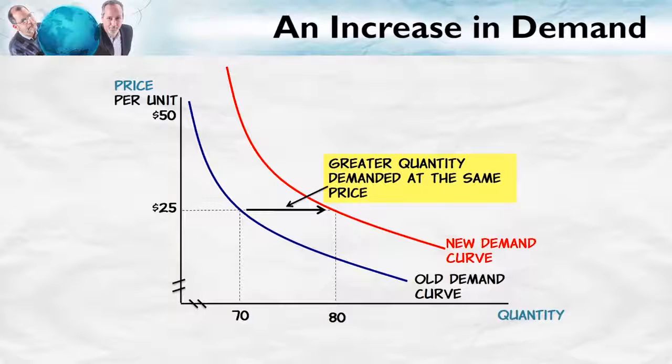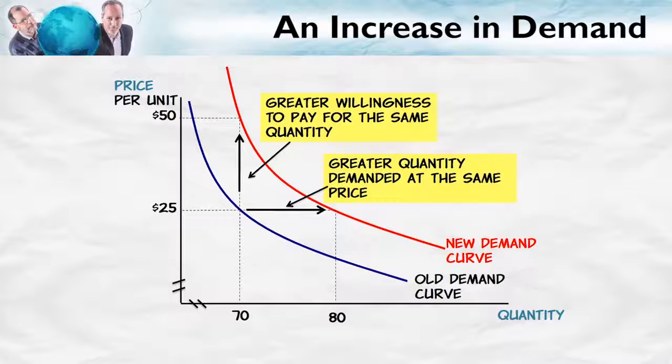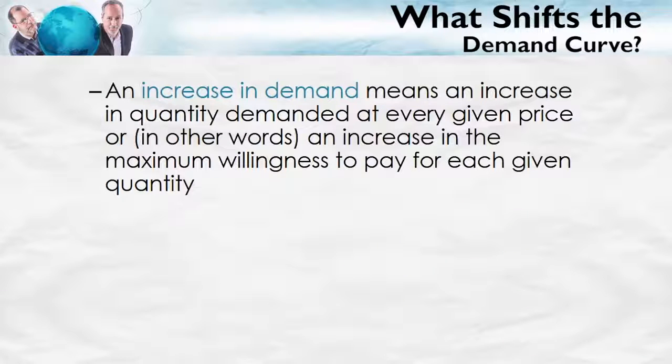We can also read an increase in demand using the vertical method. What that means is that at every quantity, there is a greater willingness to pay for that quantity. For example, for the 70th unit, people were willing to pay $25 for that unit. Now, with the new demand curve, people are willing to pay $50 for that unit. That's a greater willingness to pay for the same quantity, and this is what an increase in demand means. To review, because this is important, an increase in demand means an increase in the quantity demanded at every price. Or equivalently, it means an increase in the maximum willingness to pay for a given quantity.